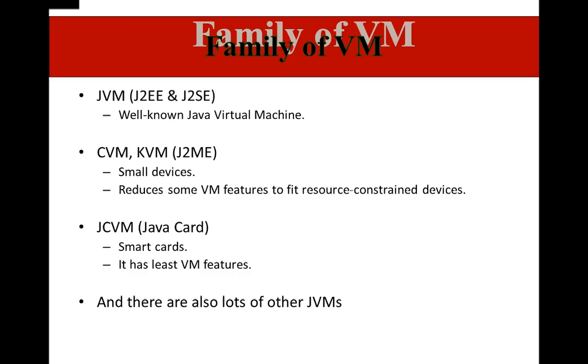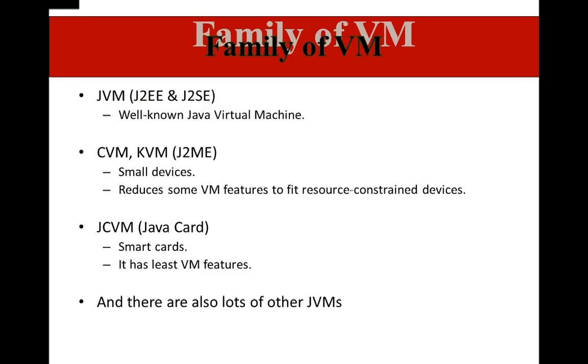In the family of virtual machines, we have something called JVM, Java Virtual Machine. This Java Virtual Machine is meant for running J2EE and J2SE applications. J2EE stands for Java Enterprise Edition and J2SE stands for Java Standard Edition. Using these two, we can develop web applications and desktop applications. To invoke those desktop and web applications, we use this Java Virtual Machine.